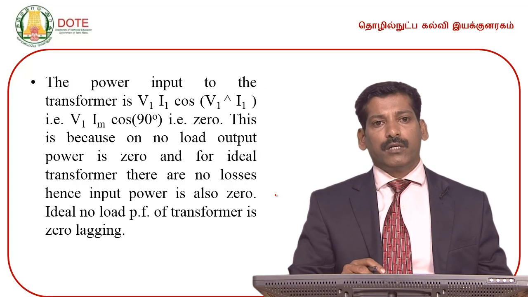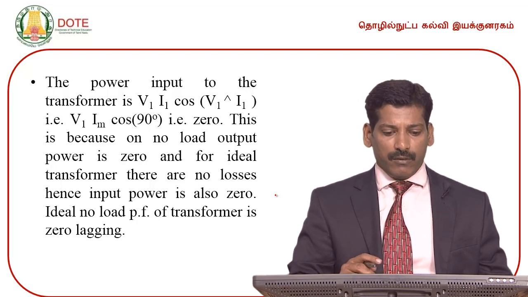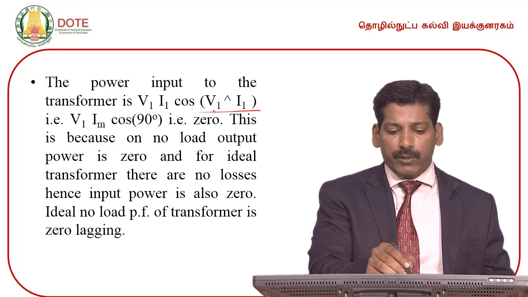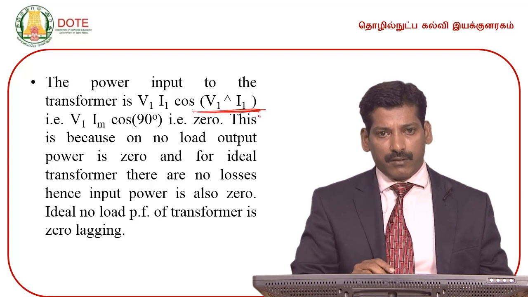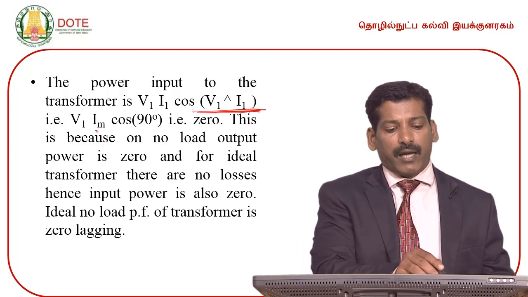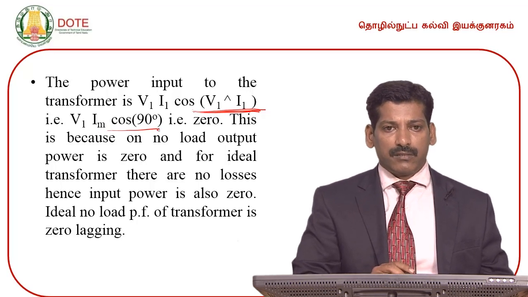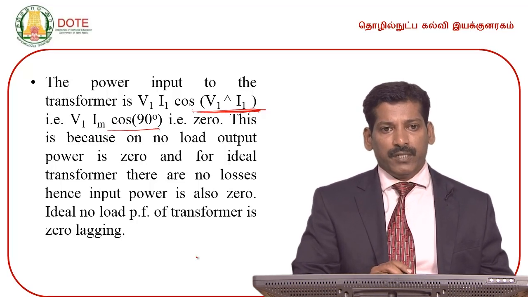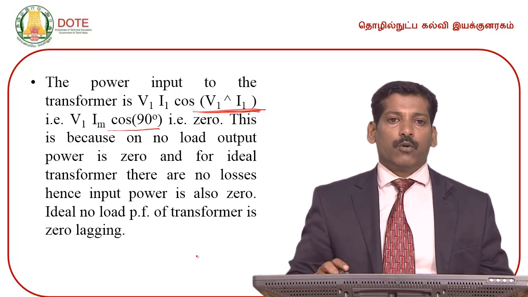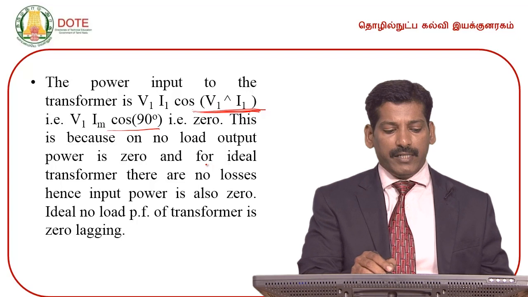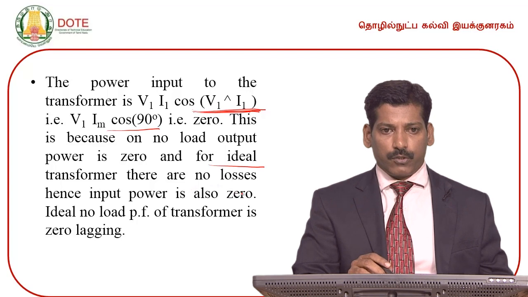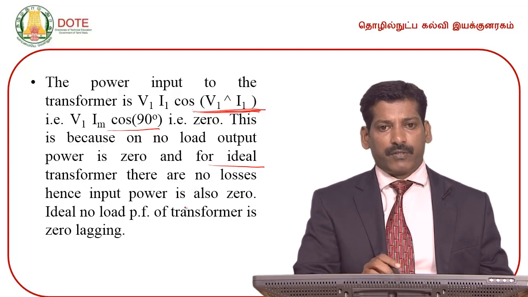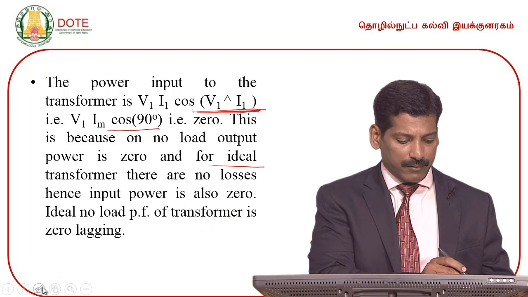The power input to the transformer is V 1 I 1 cos of angle between V 1 and I 1. So, this is the angle between the applied voltage at the primary and the input current, or I can call it V 1 I m cos 90 degrees, that is 0, because cos 90 is 0. This is because on no load the output power is 0, and for an ideal transformer there are no losses, hence the input power is also 0. Ideal no load power factor of transformer is 0 lagging.